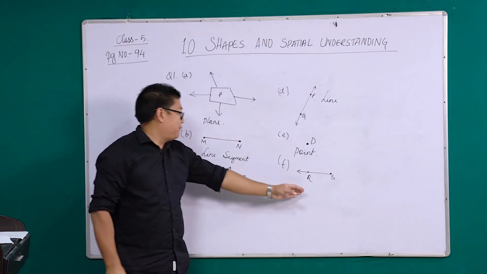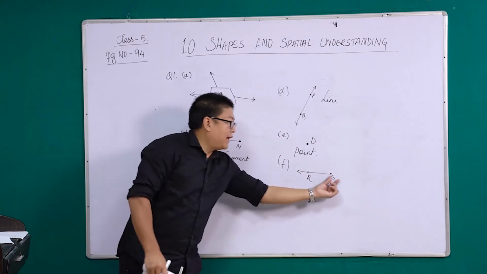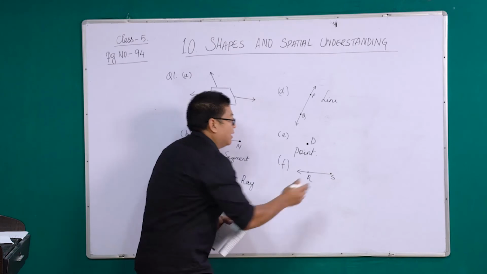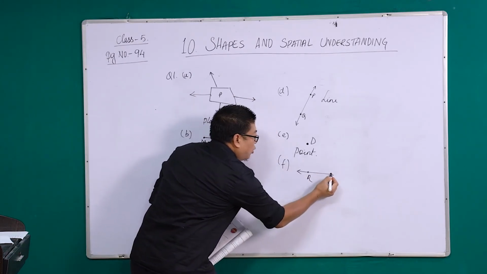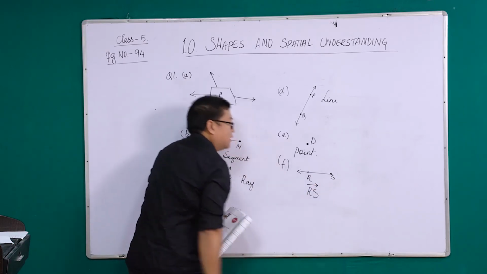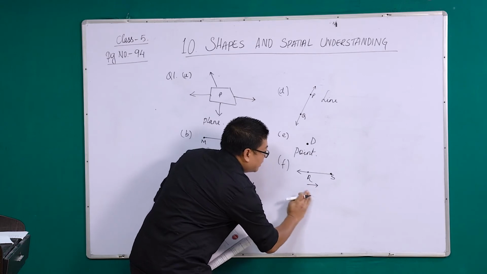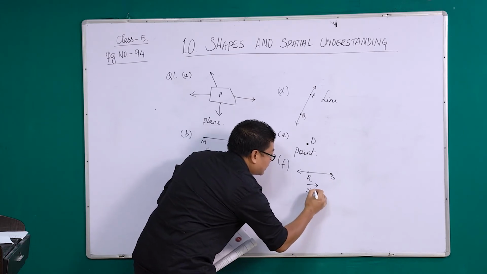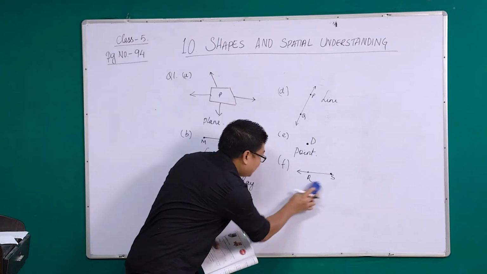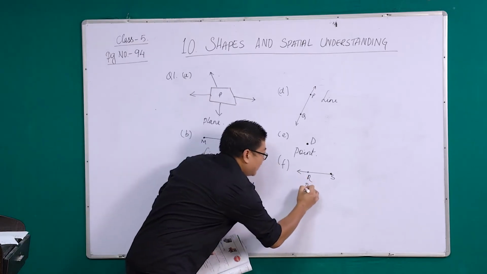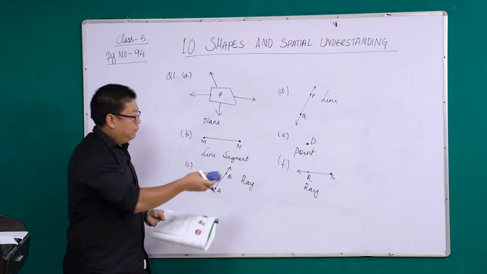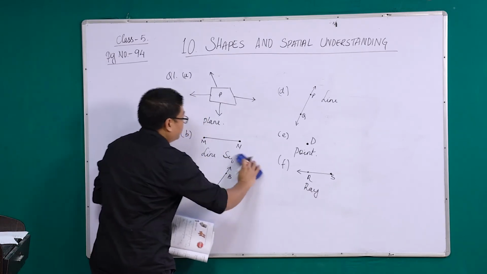Now, if you look at this figure, one endpoint, other side it extends till an indefinite length. That means this is fixed, this is not fixed. It can go forever, right? So this type of figure is called as, since it is starting from S, I will write S first and going towards R. So the question is simply to identify. So we can say that this is a ray. All right? So this is about the first question.